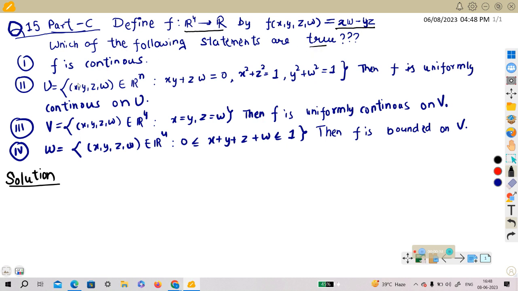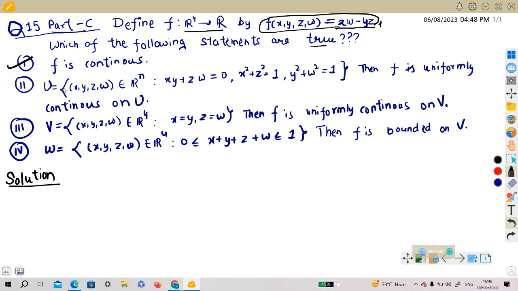Okay, so first part is f is continuous or not. We can easily see that this function is a polynomial function in x, y, z, w. Therefore, it is a continuous function. This is not a big deal. Okay, so first part is true.